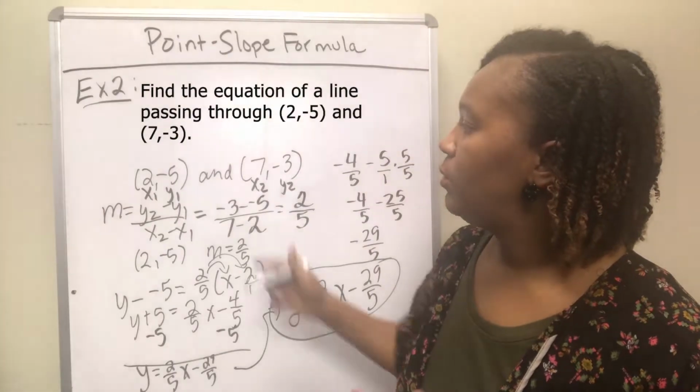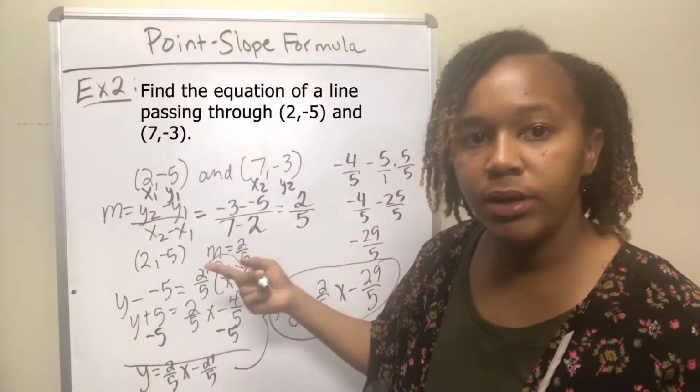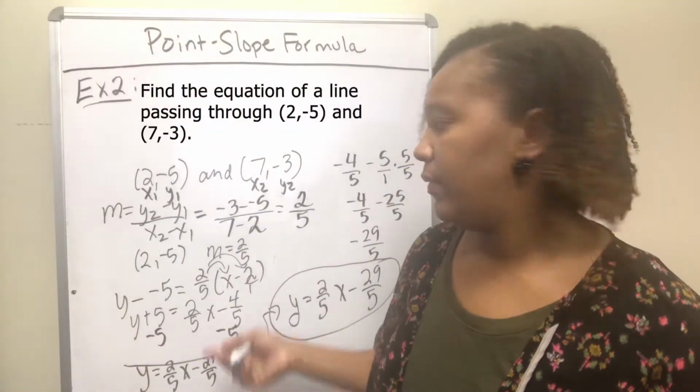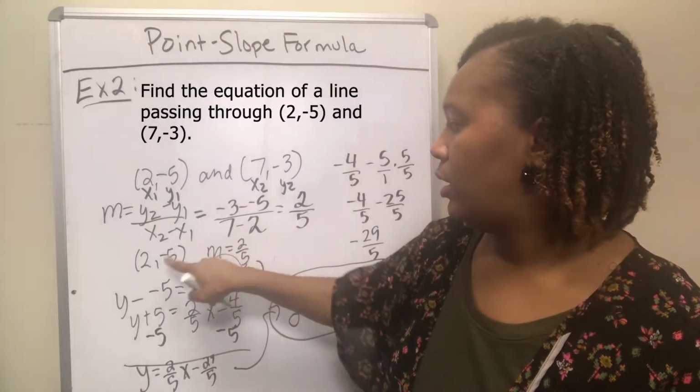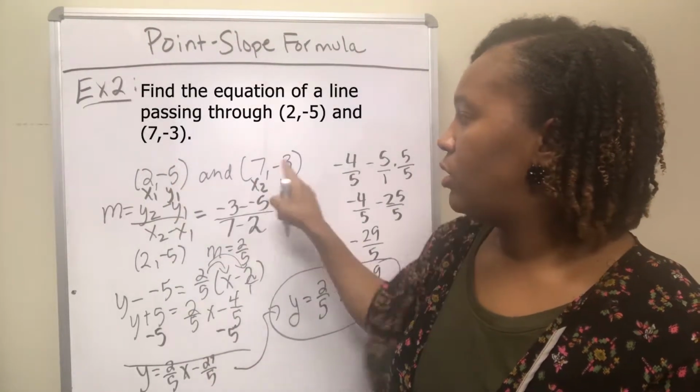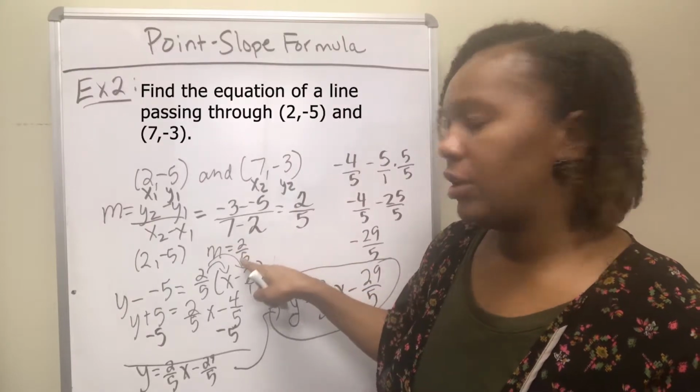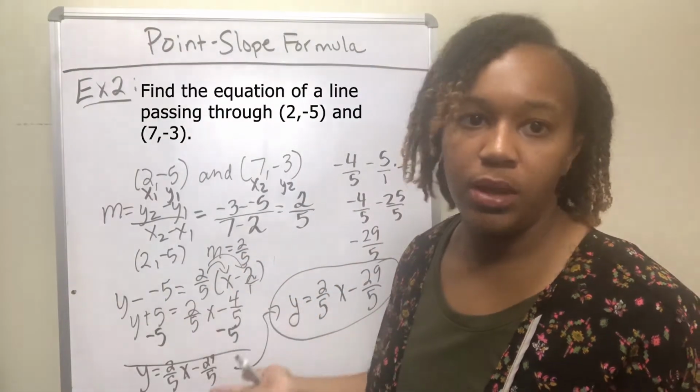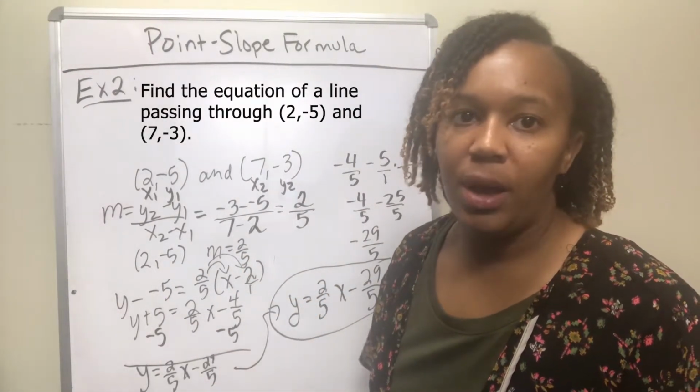And so what we did, we had 2 points. We found the slope first, and then we used the point-slope formula to find the equation. So we plugged in our point, (2, negative 5), and again, you can use either point, and then we plugged in our slope into the point-slope formula and worked it out to get the y by itself.